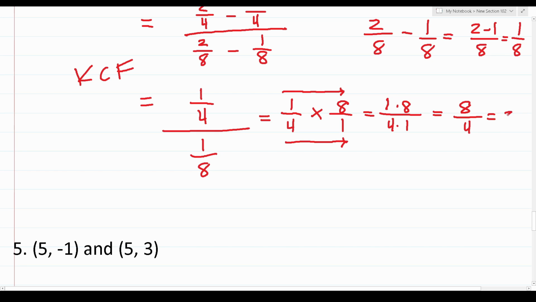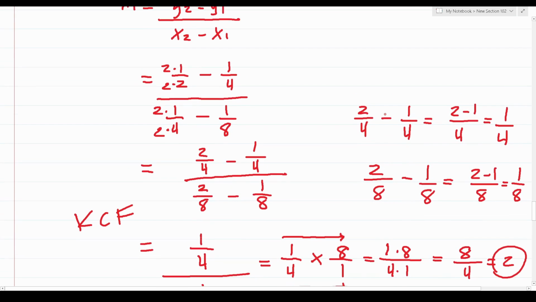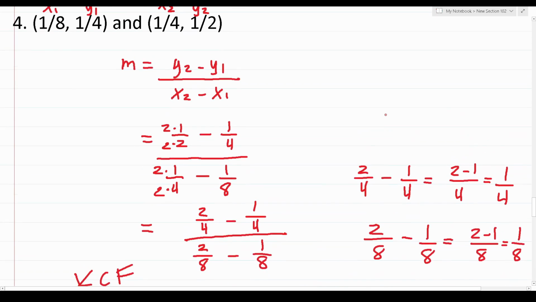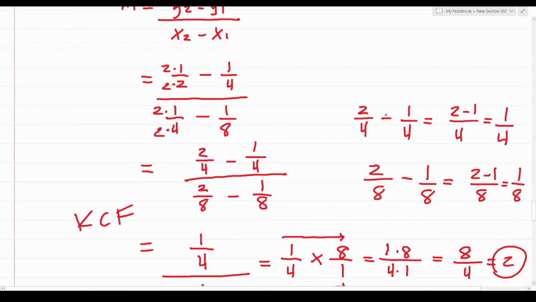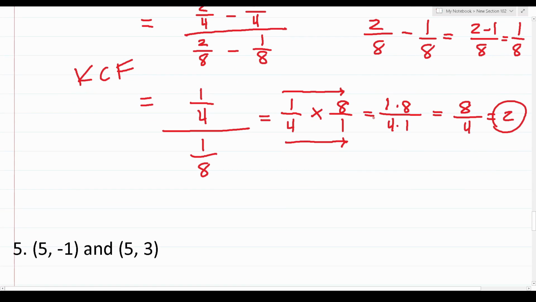8 divided by 4 is 2. So the slope of the line that passes through these 2 points is 2. All right, so you will see fractions on the ASVAB. You may not see it when you're calculating slope for the test, but you will see them on the test. So make sure you can work with fractions.